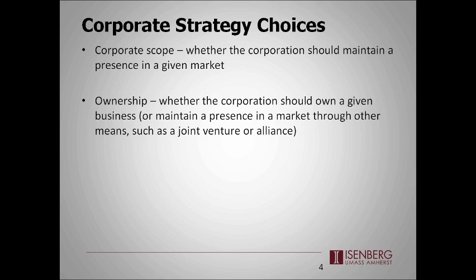There are two key choices to make in corporate strategy, one involving scope and one involving ownership. Corporate scope choices involve deciding whether corporations should maintain a presence in a certain market, and ownership choices involve deciding whether a corporation should actually own a business outright or maintain a presence through a joint venture, an alliance, or some other mechanism.